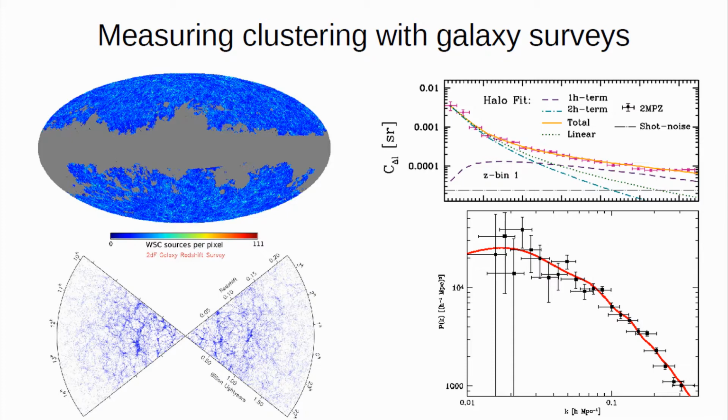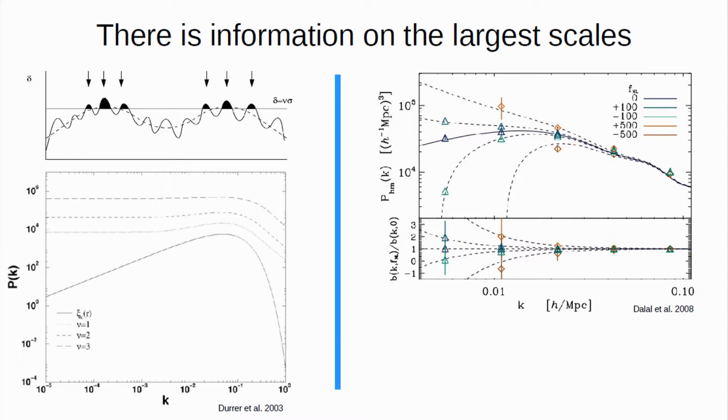For instance, Ruth Durrer published a paper showing that if you have threshold biasing, that is, if galaxies only form in regions where the density contrast goes above a certain threshold, then you get a distortion in your power spectrum. Here you see the original matter power spectra, and this will be the tracer power spectra. You see a nonlinear bias here on small scales, but you also see deviation on the larger scales, right? So this would be an interesting effect to check.